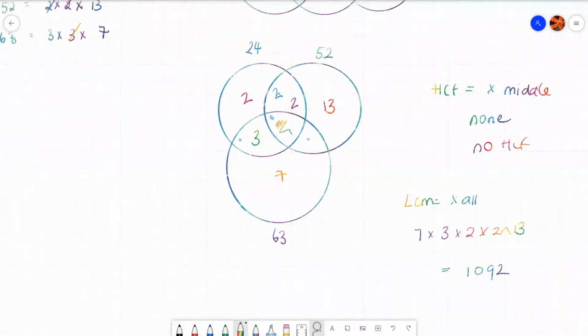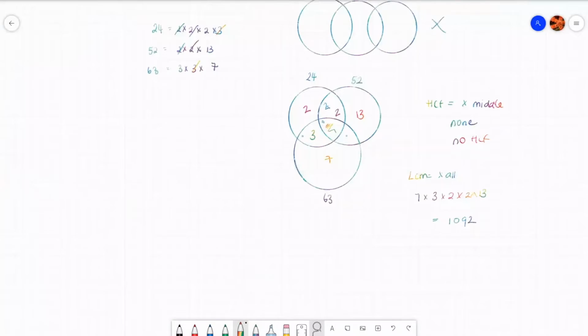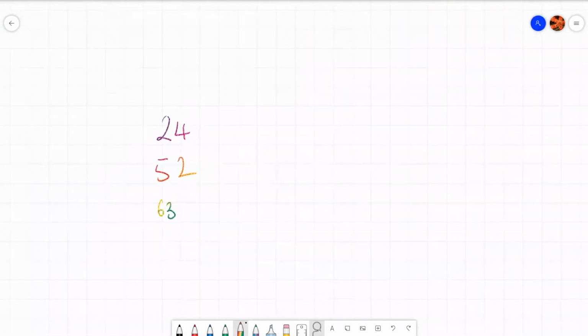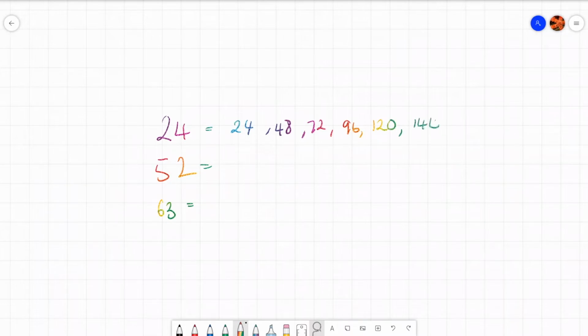It's better now than doing this, isn't it? Where we had the 24 times table, you would have the 52 times table and the 63 times table. So you would do 24 and then 48 and the next number is 72. The next number is 96. The next number is 120. The next number is 144. Next number is 168. Next number is 192.